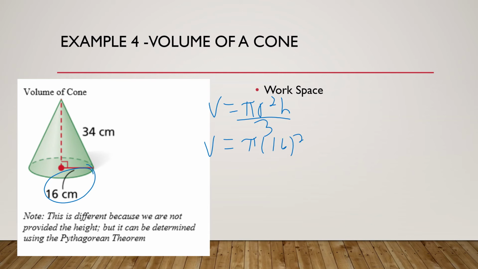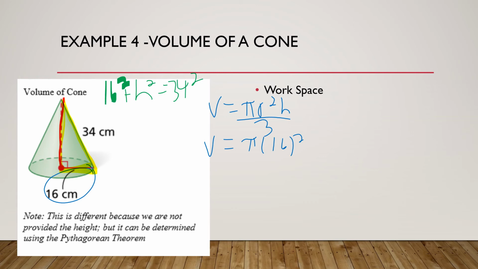Now we have to find our height. So now remember, our height is determined by what that perpendicular height is. We're given that slanted height. So if we imagine this forms a triangle, we can use our Pythagorean theorem to find out that missing height. So for the Pythagorean theorem, we know we would take 16 squared plus whatever that height is squared is equal to 34 squared.